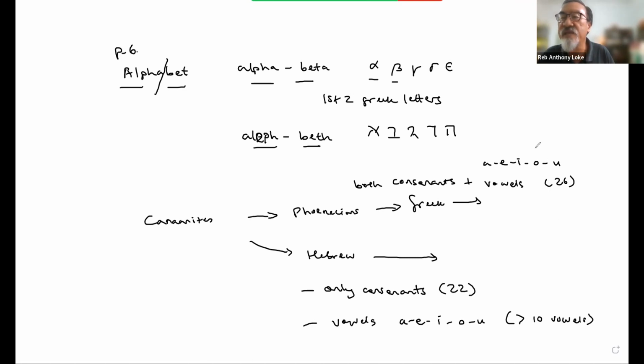Whereas in Greek, there are only just 5 vowels. So Greek and Hebrew developed separately, and so the Greek people put the vowels into the alphabet. So that's why you have A, B, C, D, E, and all this. Whereas the Hebrew people, the vowels are not inside the alphabet. The alphabet is only just the consonants, and there are 22 of them. The vowels are separate, and there are more than 10 because you have both long and short.